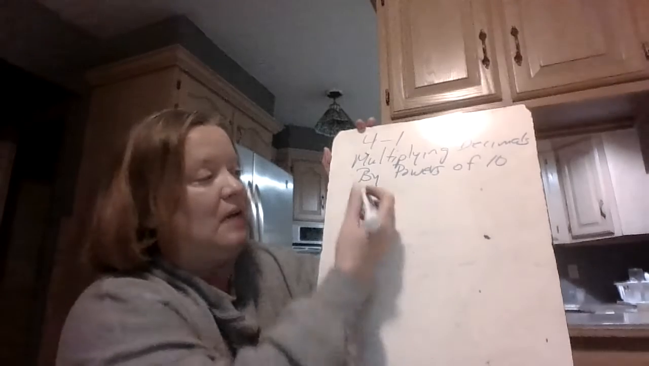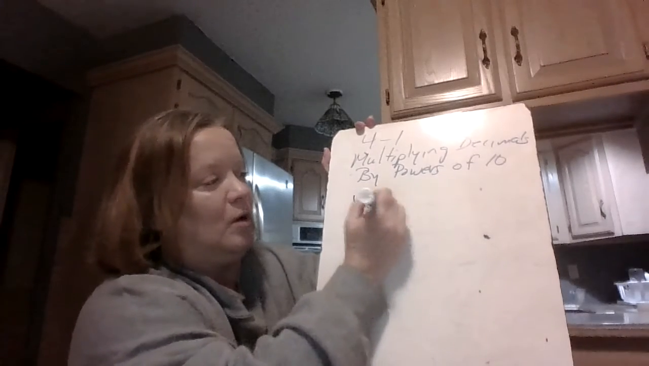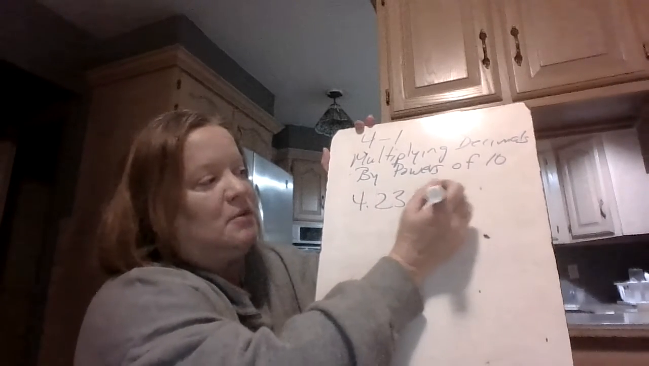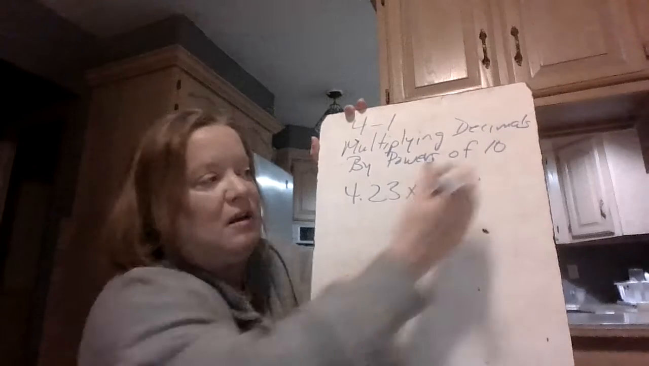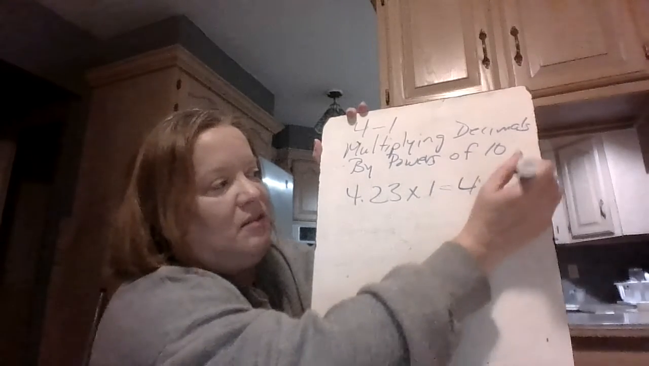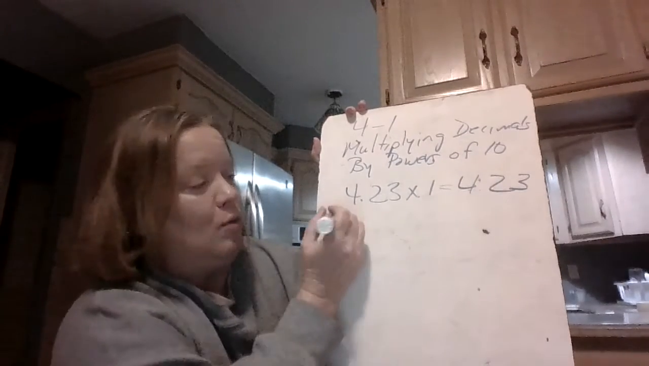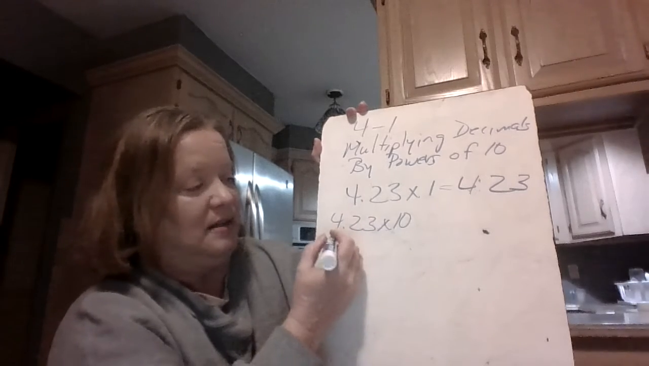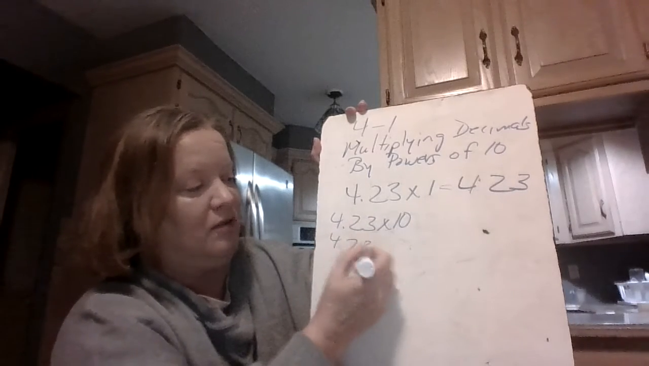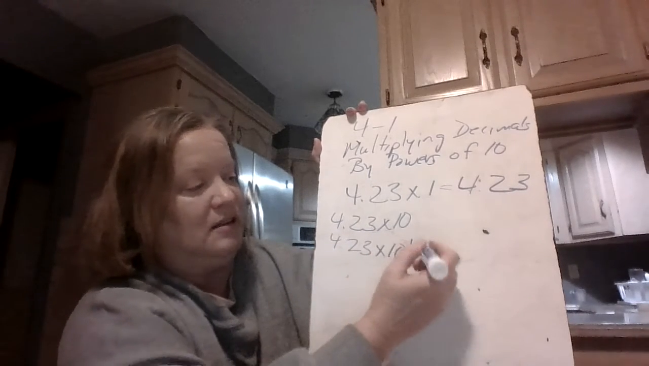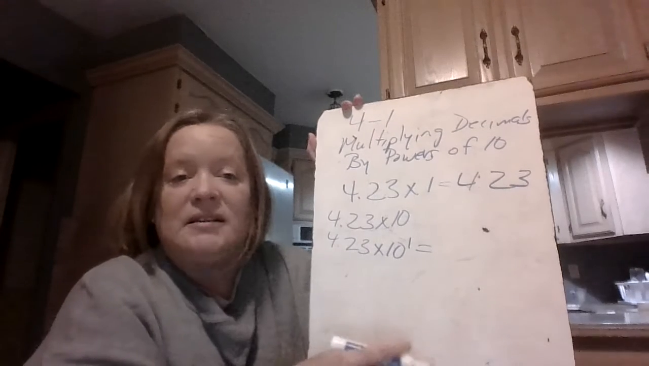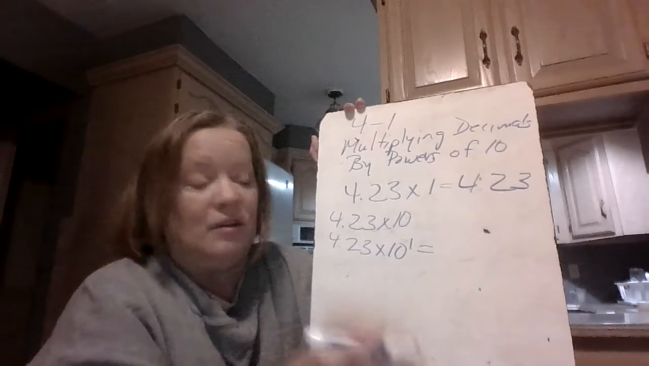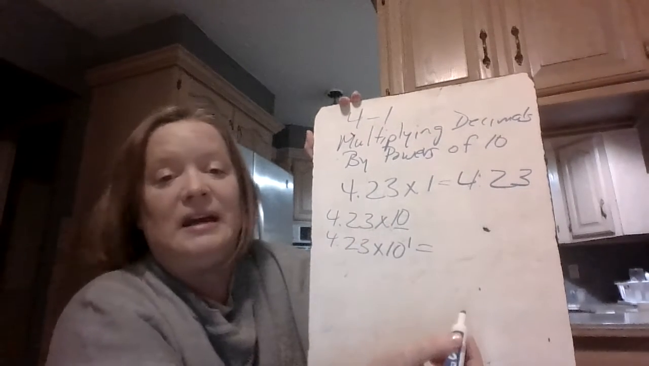So remember that, let's say you had a decimal like 4 and 23 hundredths times 1. Your answer would be 4 and 23 hundredths. Let's say you had 4 and 23 hundredths times 10. Well, that's the same as doing 4 and 23 hundredths times 10 to the first. And this is what you have to remember, that there's 1 zero in 10.